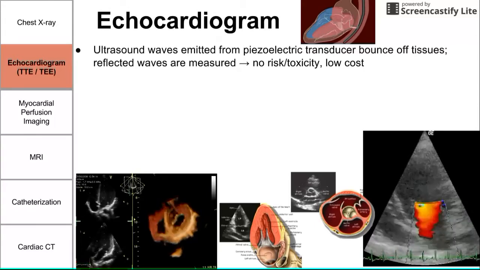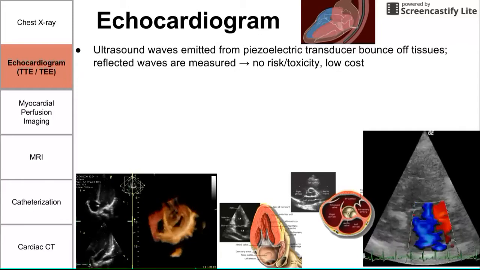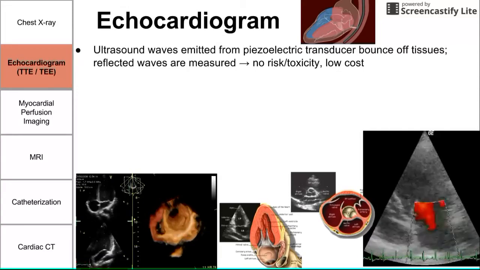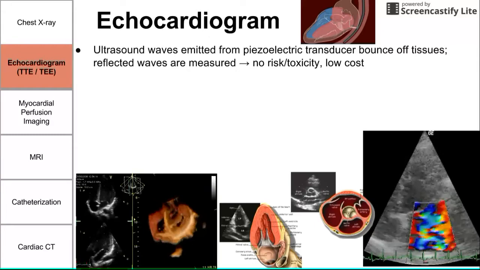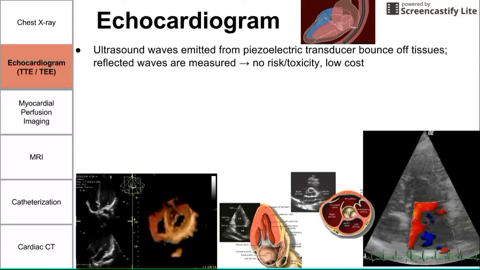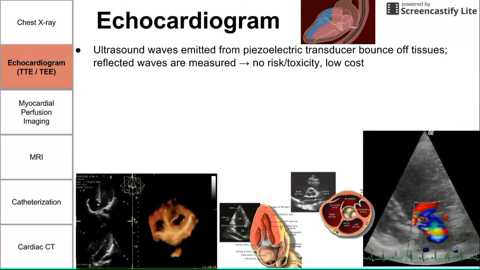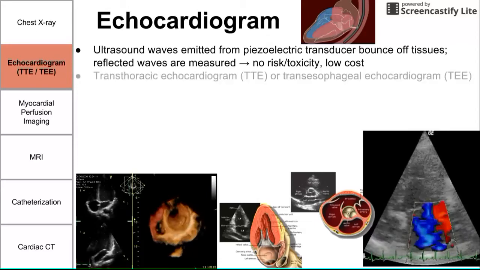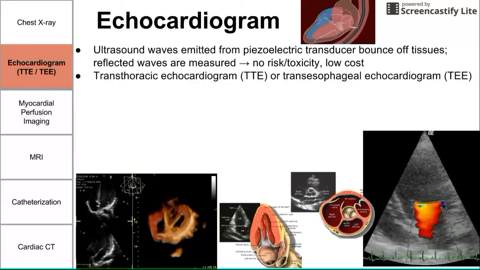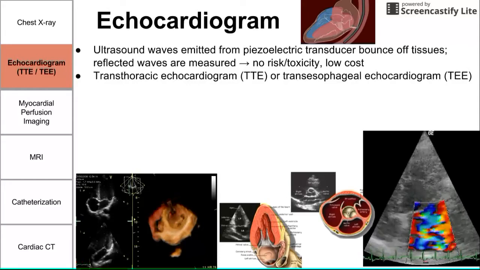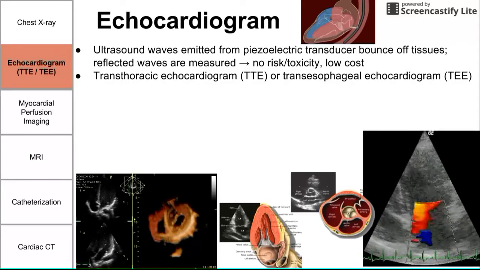Because we're dealing with pressure waves here, there's no big risk or toxicity like we had with x-ray, and like we'll see with cardiac CT especially. There's a low cost to echocardiograms, so that's another benefit. The two main types are transthoracic echocardiogram, TTE, or transesophageal echocardiogram, TEE.